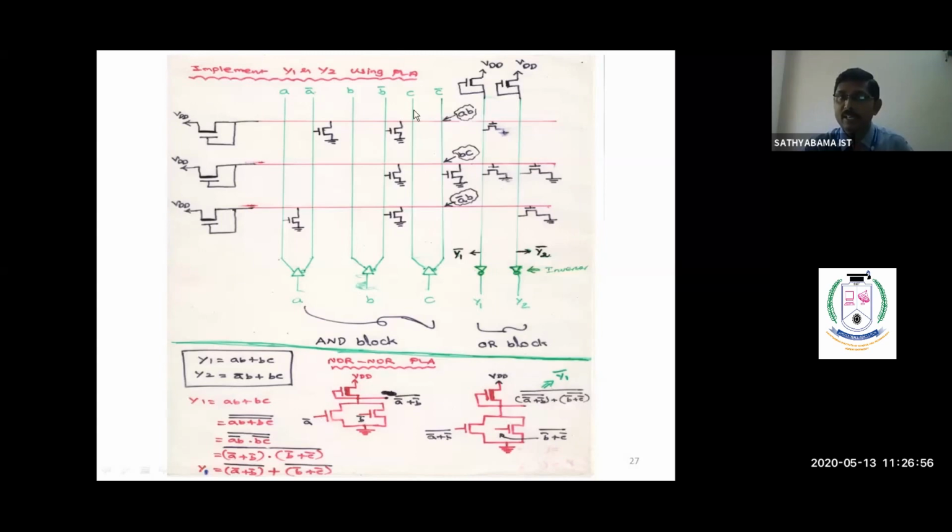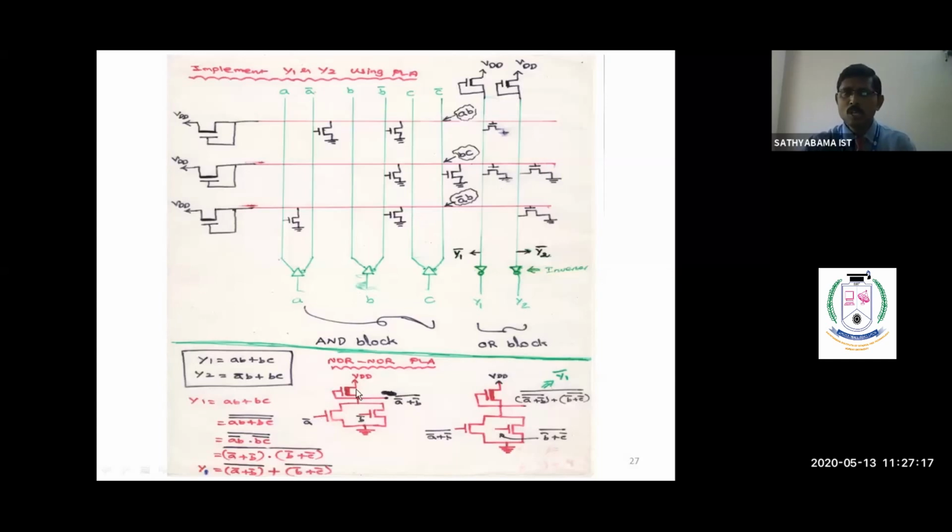These six vertical green lines are called input lines. These final two lines are called output lines. That means input and output lines we are making parallelly, vertically, and horizontally we are making the product lines with respect to the product functions. So we are having three product functions, therefore we have to make three horizontal lines.